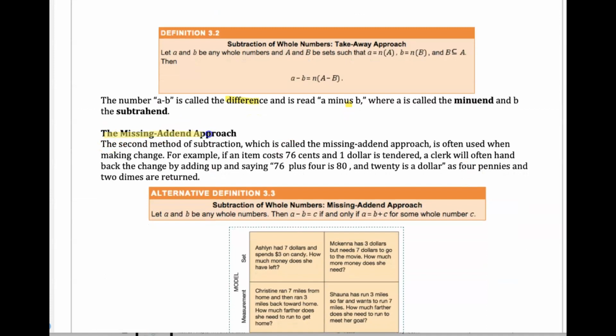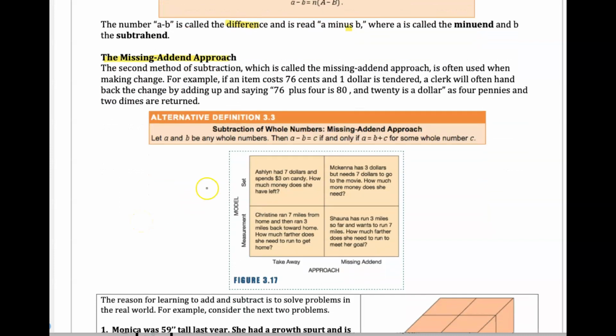Another way is called the missing addend approach, and it's kind of the counting up. Here's another alternative definition for subtraction. A minus B equals C if and only if A is equal to B plus C. There's an interplay between those values, so it's important to recognize that interplay. If you do A minus B equals C, that's equivalent to saying A is equal to B plus C. That's from algebra also: add B to both sides and you can get that. But there's this missing addend approach.